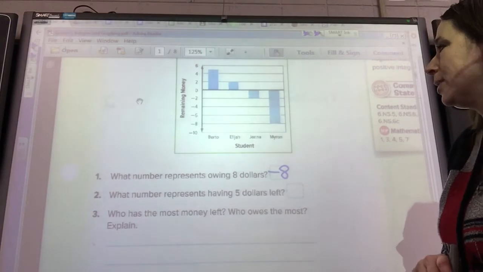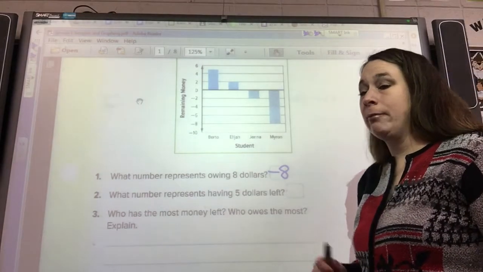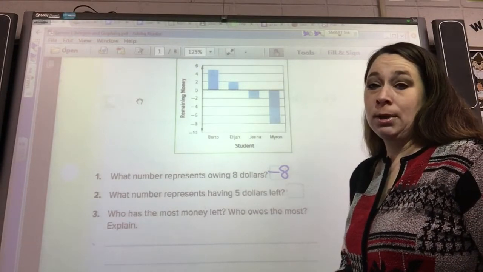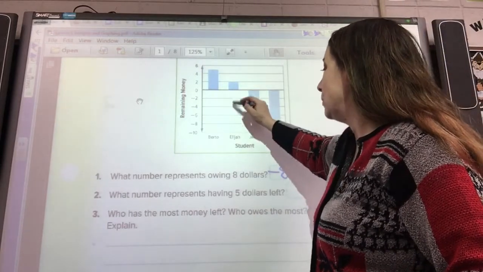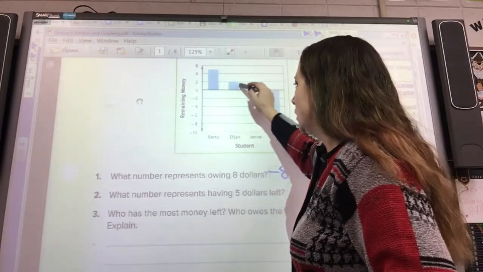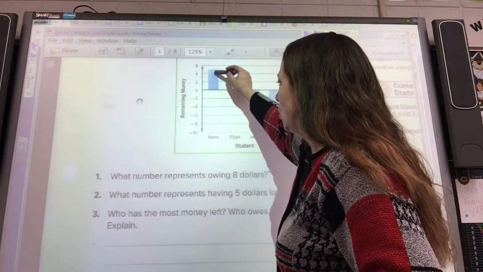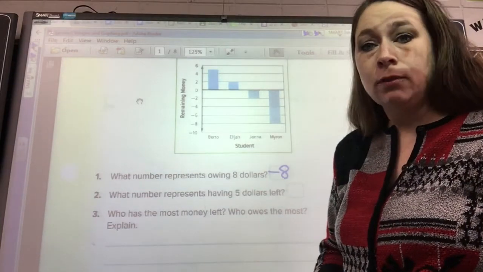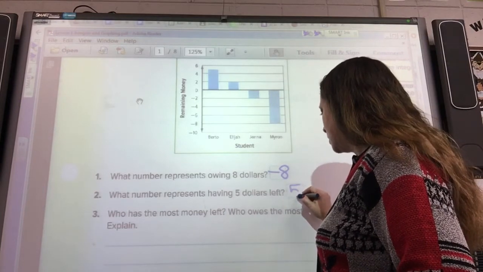How about what number represents having $5? That means they did not spend all they had. They had $5 left. They could go get a smoothie, maybe a chicken nugget meal. So who's got money left? We only have 2 people. We got Elijah here, who's got $2 left. If you follow it over, it says 2. And Berto here, he's got 2, 4, and in between 4 and 6 is what? 5. So what number represents $5? Just a positive 5.